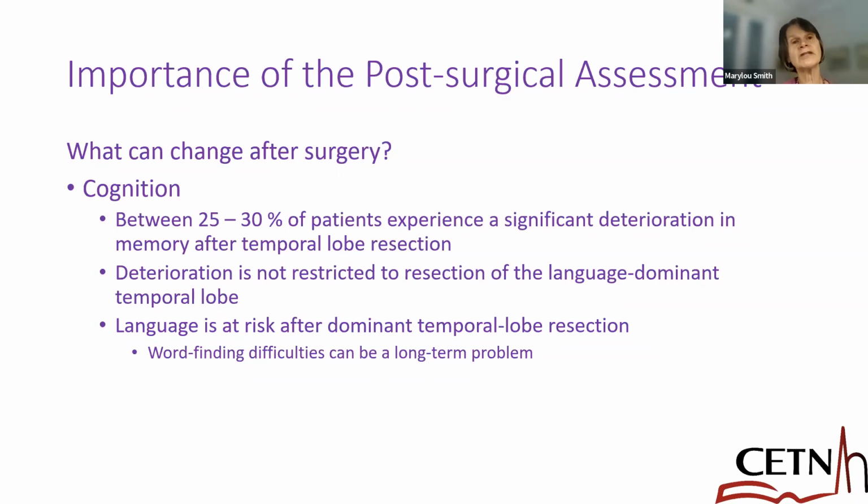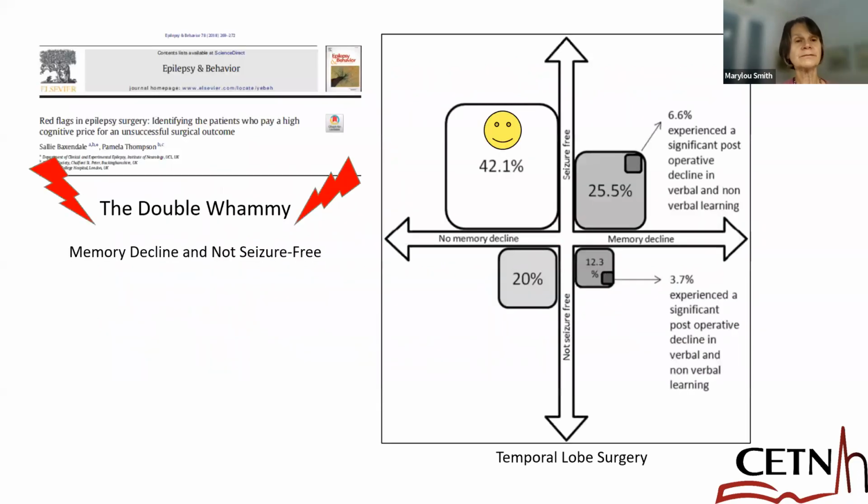I just want to mention that I'm emphasizing temporal lobe resection because the greatest evidence base, the most publications, have been done on temporal lobe surgery. Now, there's a particular group of patients who might be at particular risk. I'm calling this the double whammy. These are patients who show memory decline and they're not seizure-free. So they really have lost out in many respects.